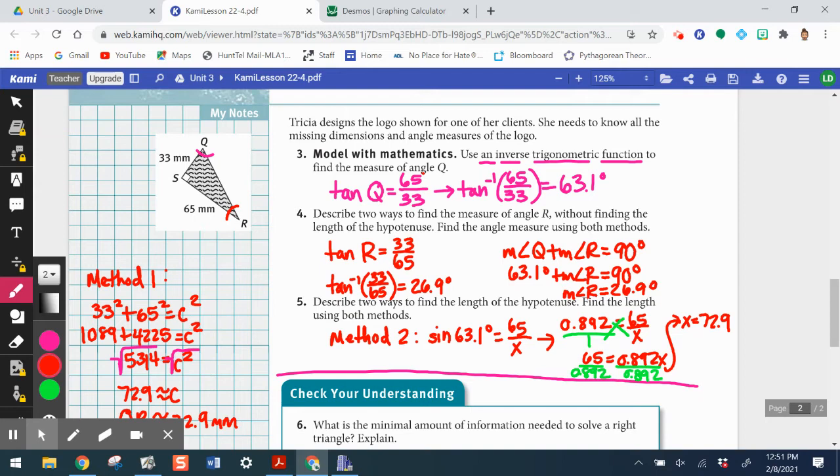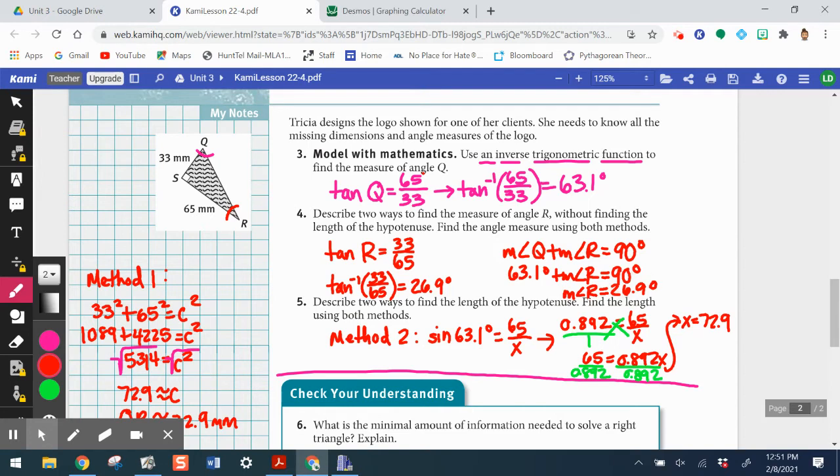Now, obviously, that's not the only way to find angle R, because once we know angle Q, these 2 angles have to be complementary angles, which means they have to add up to 90 degrees. So that math is clearly easier and a route that I would definitely encourage, although it's great to see that the tangent of R still gives us that same measurement. So regardless, we found that the measure of angle R is 26.9 degrees.